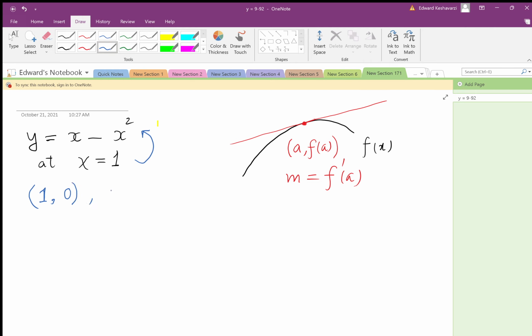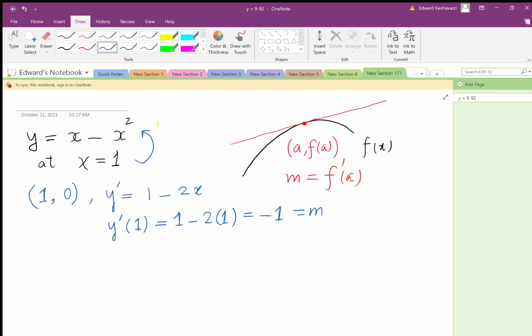Now we take the derivative in order to get the slope. Derivative of x is 1 and derivative of x squared is 2x. So now we calculate the derivative at the x coordinate of the point, which becomes 1 minus 2 times 1, which is -1. And this is the slope of tangent line.